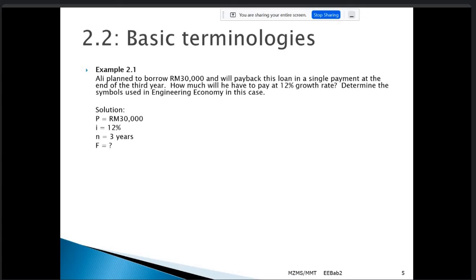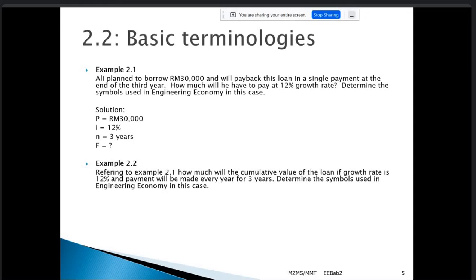Determine the symbols used in engineering economy in this case. So, he borrows 30,000, right now he gets 30,000, and then he wants to pay back the loan in a single payment at the end of the third year. So meaning in the first year and second year, he doesn't pay anything. He just wants to pay a single payment at the end of the third year. So that is how you put the terminology, the symbols. Okay, P is 30,000, I is 12%, and N is 3 years. So the question is F. How much F does Ali have to pay?